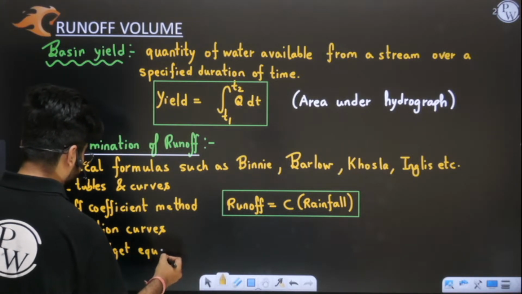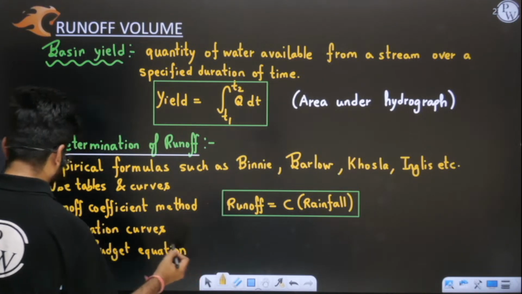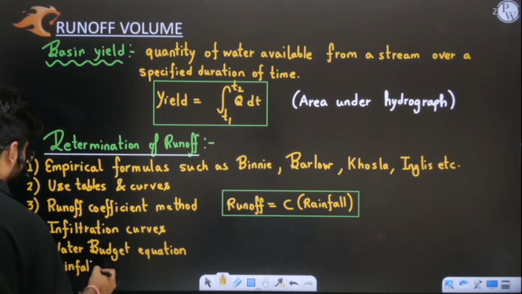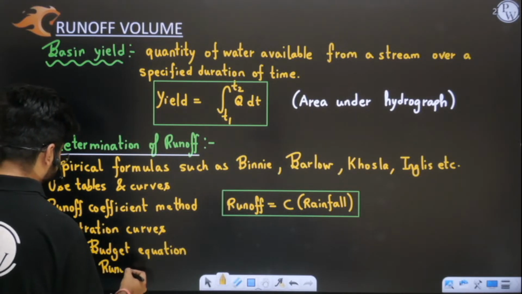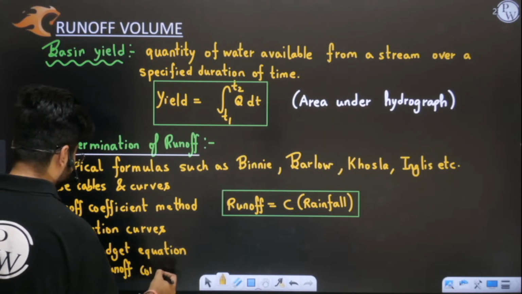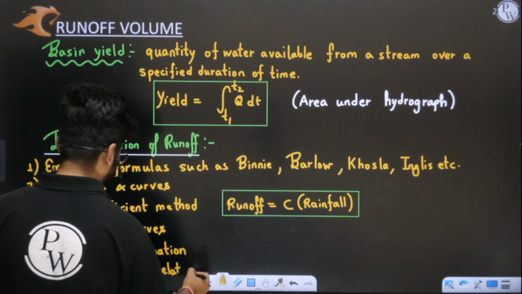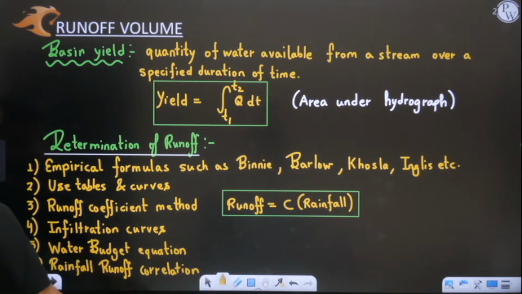Okay, the water budget equation is there. And at last we have the runoff-rainfall correlation. This correlation is something you will study in probability in mathematics. In probability, you will study this runoff-rainfall correlation.